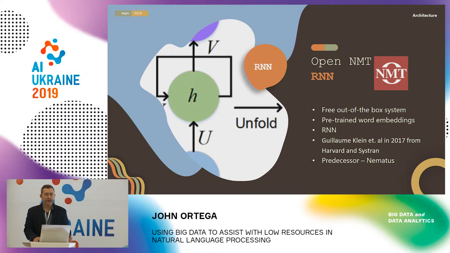OpenMT uses an RNN. I know I said that we would use a CNN up until now, but for machine translation, there are specific cases where an RNN actually does better. And in this case, we will go over how the RNN works for machine translation.